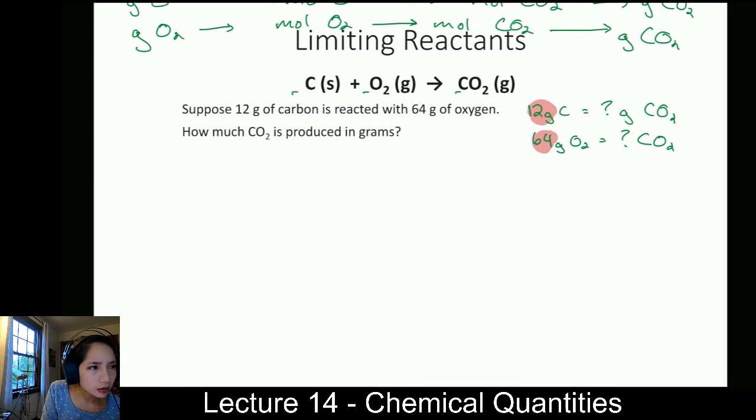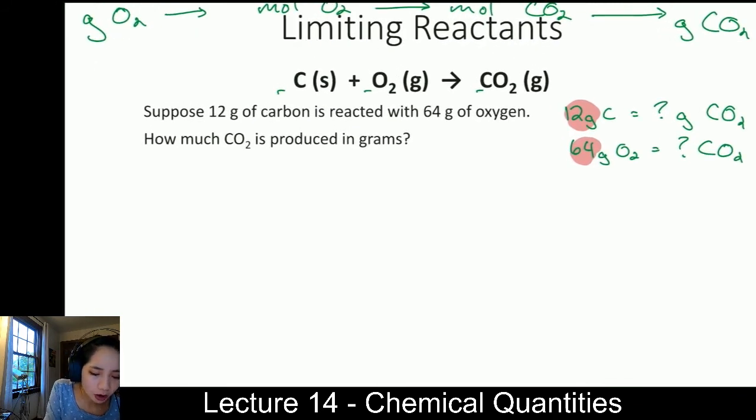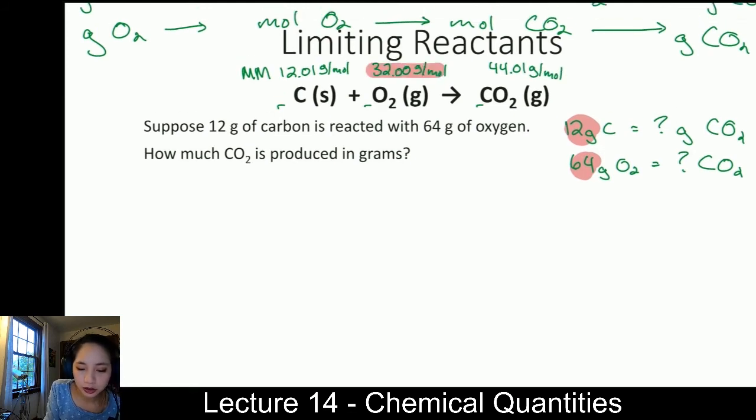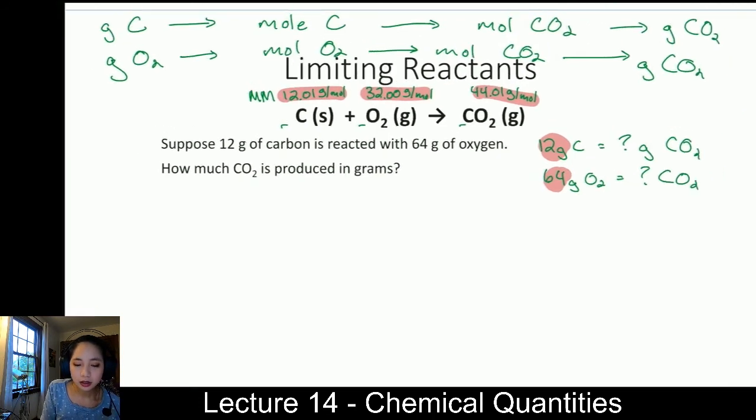So let me give you molar masses. The molar mass of carbon is 12.01 grams per mole. The molar mass of oxygen, diatomic oxygen, because there's two oxygen atoms, is 32.00 grams per mole. And then the molar mass of CO2 is 44.01 grams per mole. All right. So we'll need all those numbers to convert between grams and moles of substances. But to go from moles of carbon to moles of CO2, we use the coefficients in our balanced equation. We use stoichiometry.